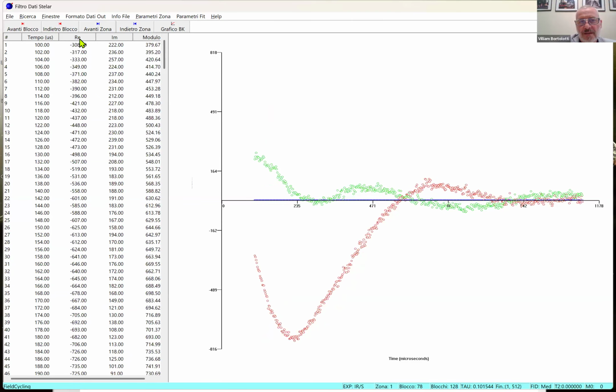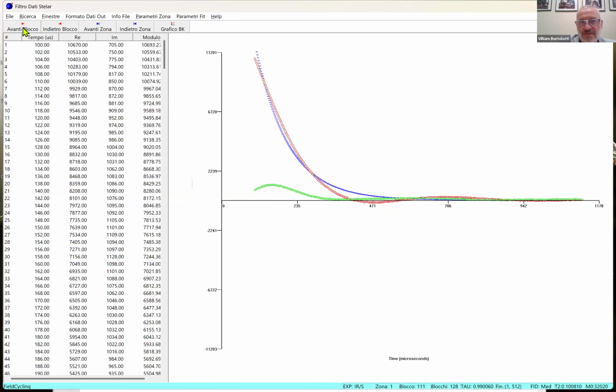Okay, you see the maximum value is much lower with respect to the value at the beginning and the end, and then the final value, you see, is much bigger.